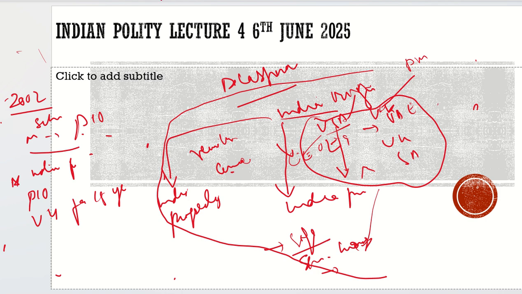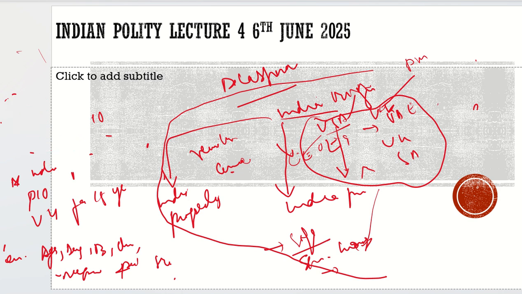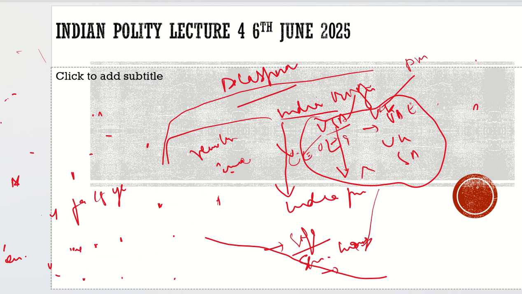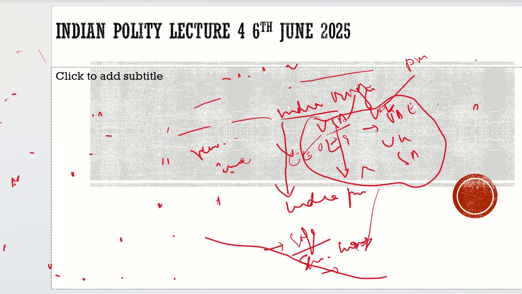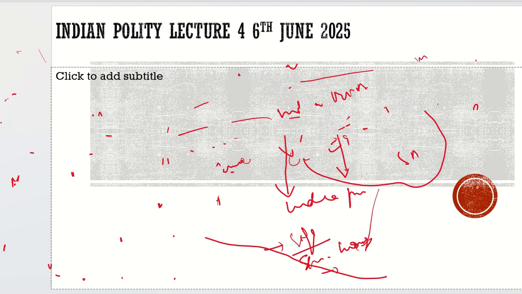But there are a few exceptions. What are these exceptions? The exceptions are for Afghanistan, Bangladesh, Bhutan, China, Nepal, Pakistan, and Sri Lanka. For these neighboring countries, they have to go for the visa. So this is the concept of Person of Indian Origin. Till this point, I hope you are very clear about it.